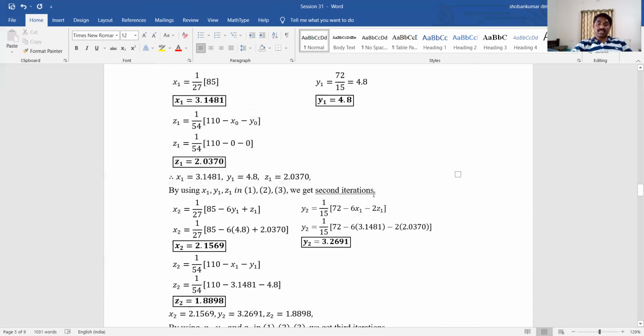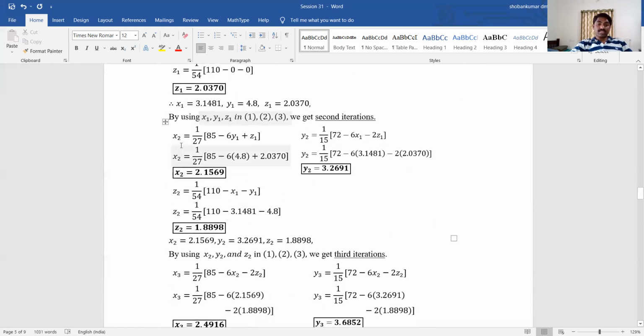With this, we get the second iterations. Then equations 1, 2, 3 become x2 is equal to 1 by 27, 85 minus 6y1 plus z1, y2 is equal to 1 by 15, 72 minus 6x1 minus 2z1, and z2 is equal to 1 by 54, 110 minus x1 minus y1. Then simplifying, we get x2 is 2.1569, y2 is 3.2691, and z2 is 1.8898. These are the second iterations.